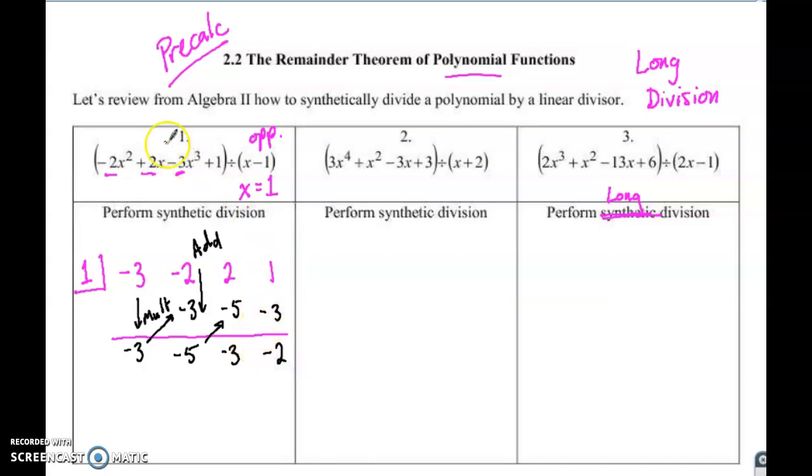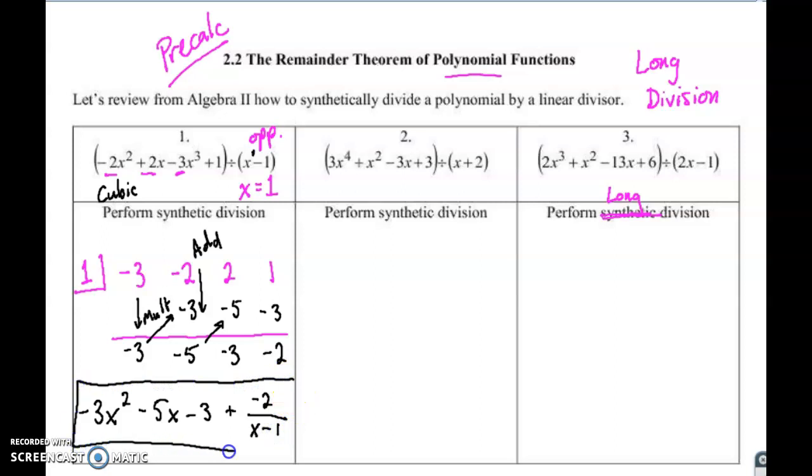So what happens is, we started with a cubic. When you divide by a linear, because it's to the first power, you just remove 1 from your exponent. So it's -3x squared. It's now a quadratic. Minus 5x minus 3. And I always just write plus your remainder. And your remainder is always written as what you divided by, x minus 1.